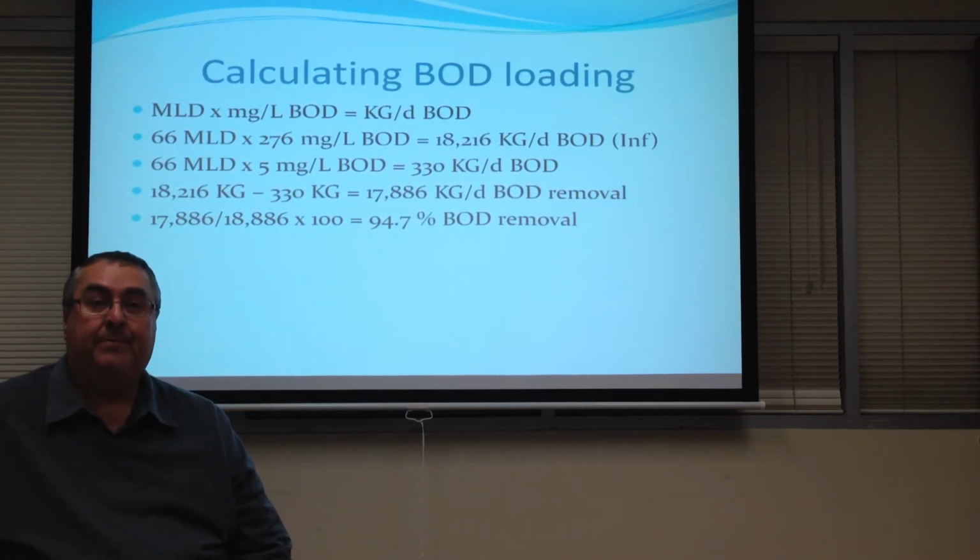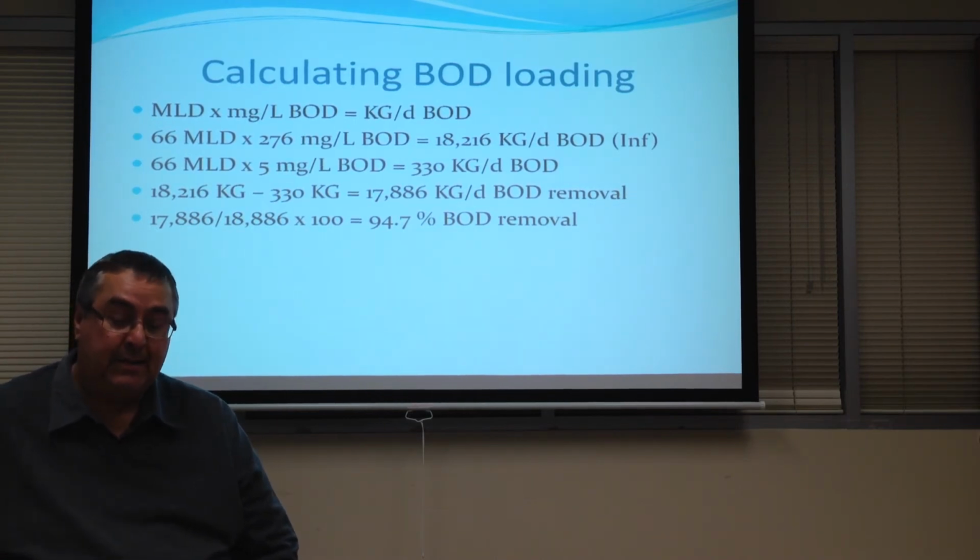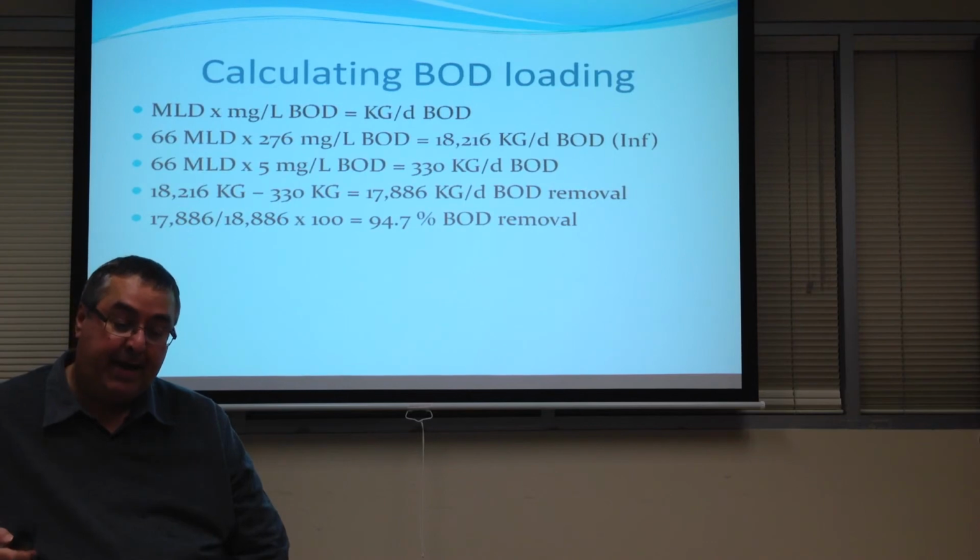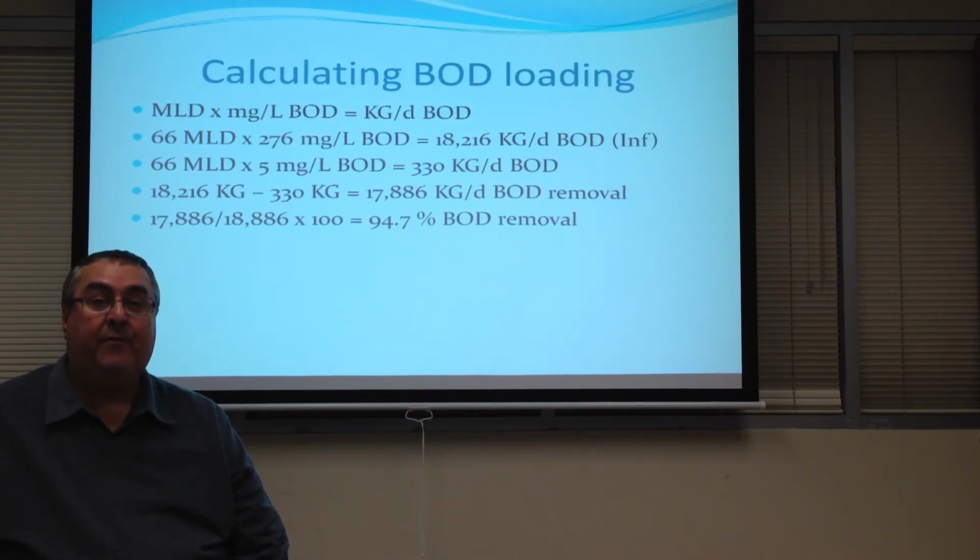Then to measure the percentage of removal, we subtract the effluent kilograms from the influent kilograms, and we get 17,886, and we divide that number by the influent kilograms, and we multiply that by 100, and we get 94.7% removal for that day.